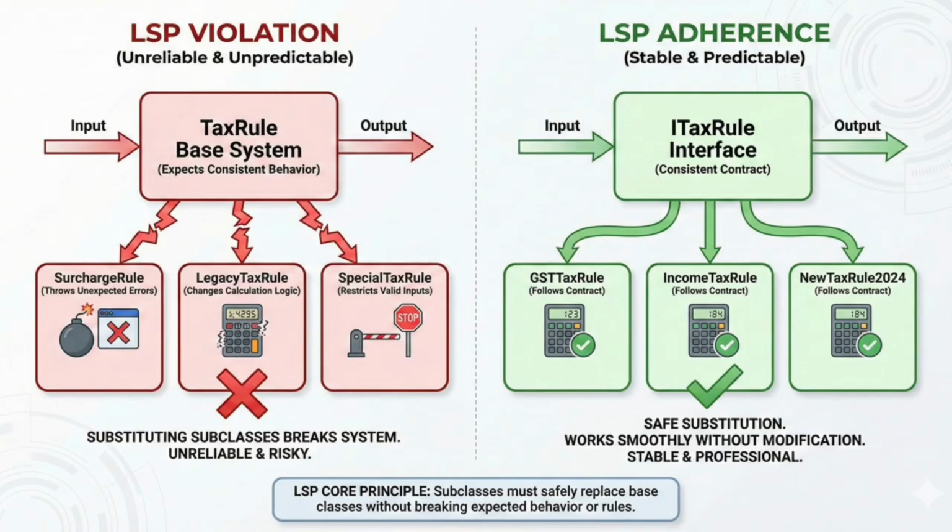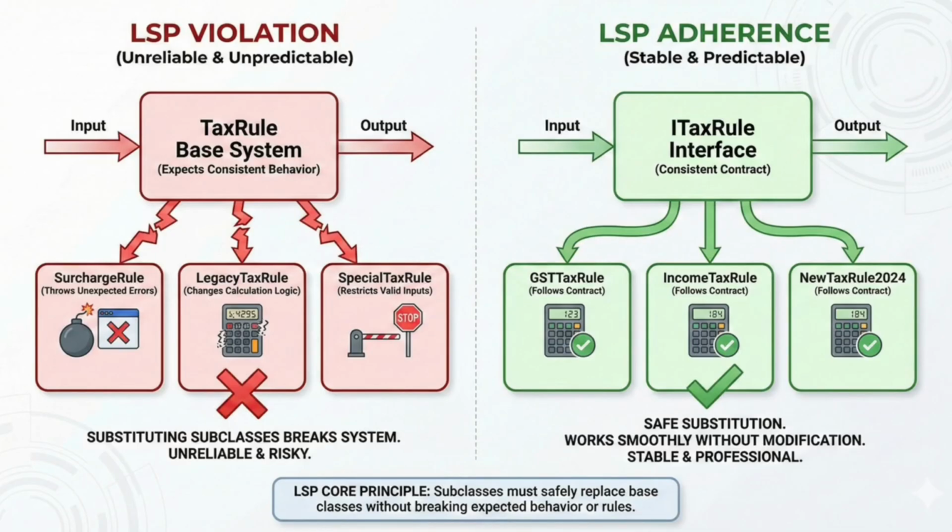LSP violation. Now imagine a bad design where subclasses do not behave consistently with the base tax rule. For example, the base class defines a calculate income method with expected behavior, but one subclass changes the meaning of calculation, restricts valid inputs, throws unexpected exceptions, or produces logically inconsistent results.